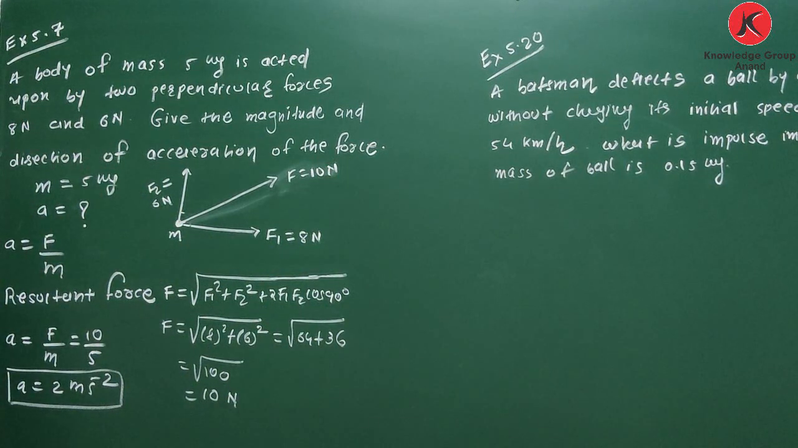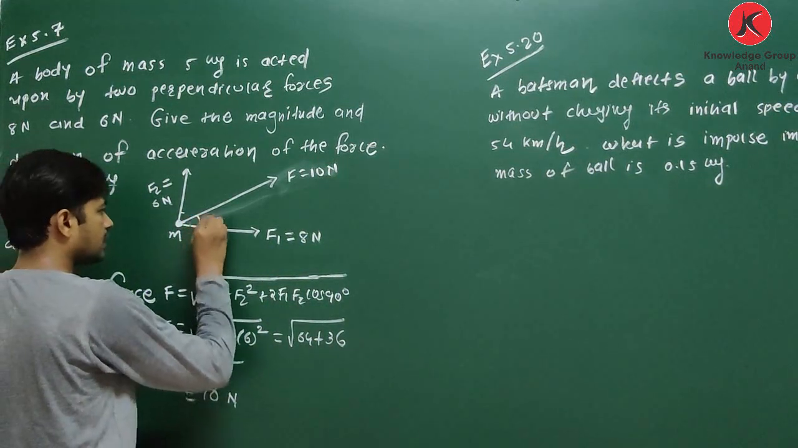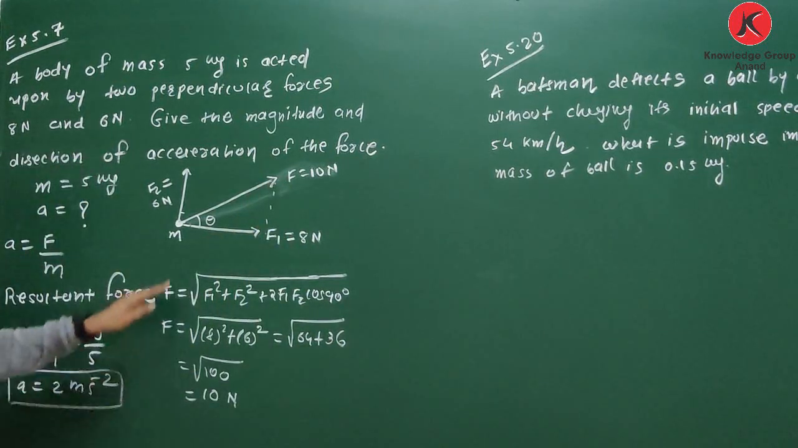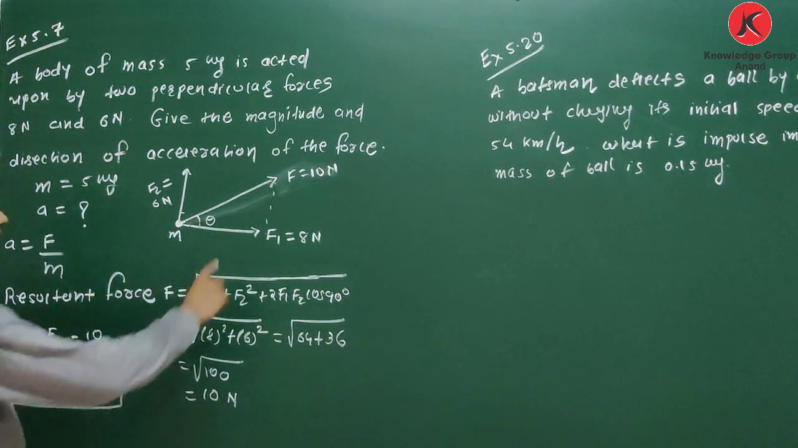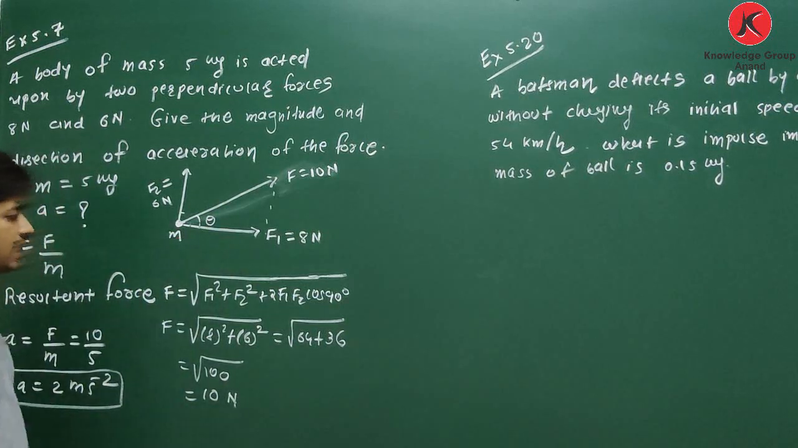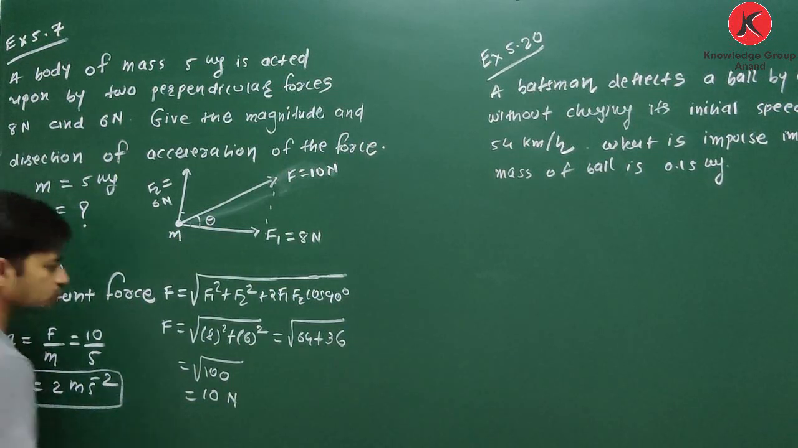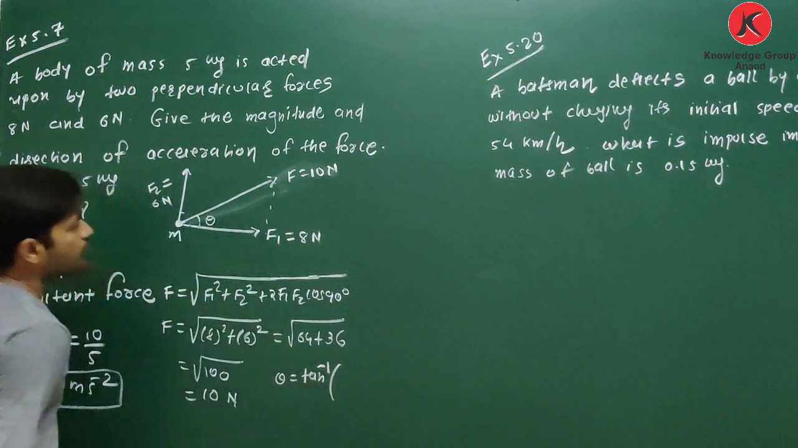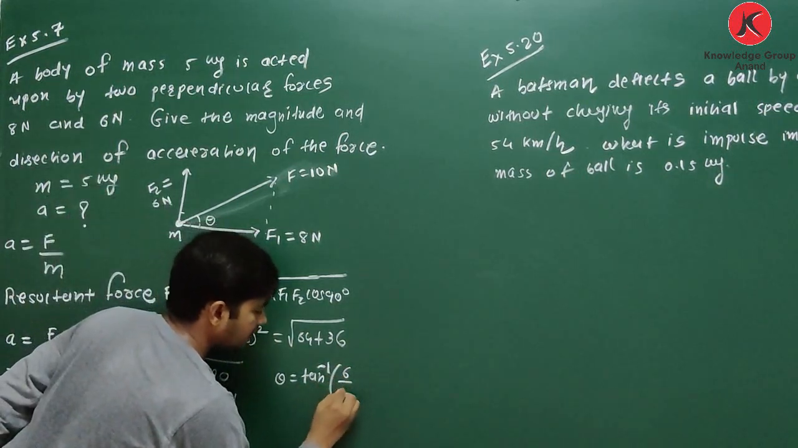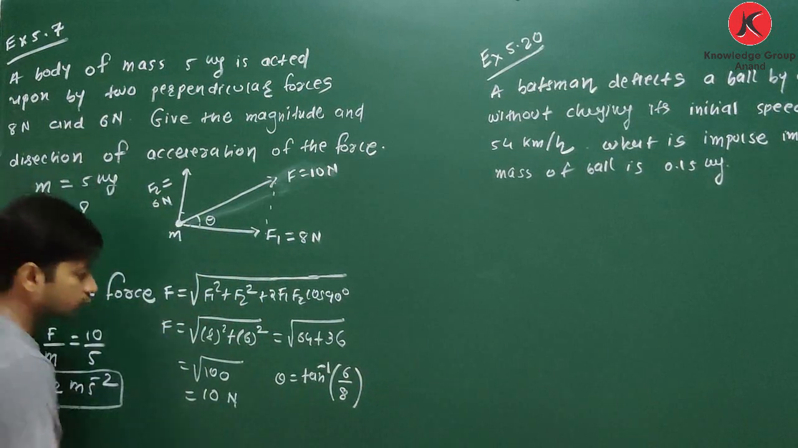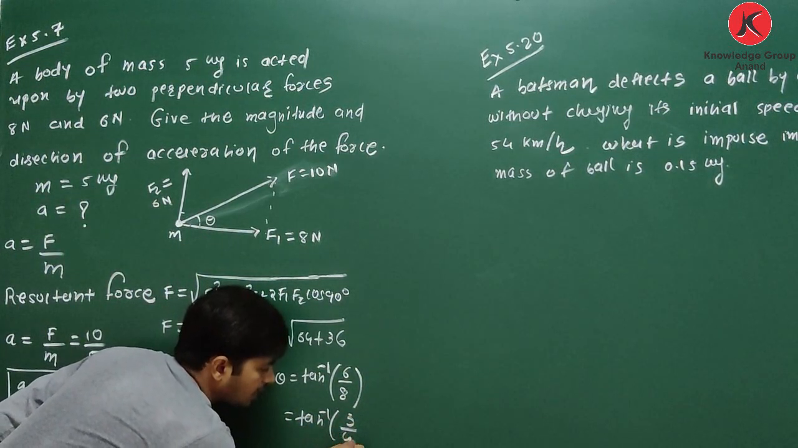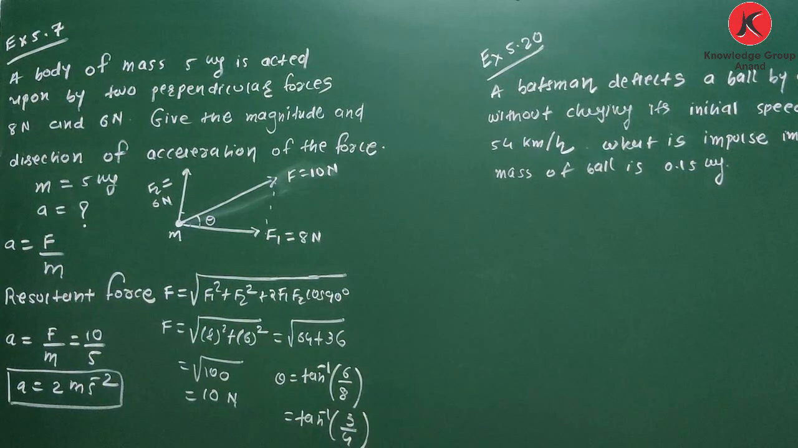Now how to find direction? Let it be angle theta. If I apply tan theta, it means opposite side upon adjacent side. So theta is equal to tan inverse of opposite side, 6, divided by the adjacent side, 8, which is tan inverse 3 by 4.